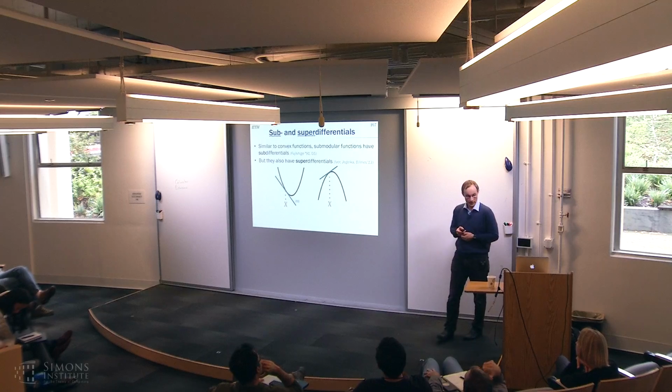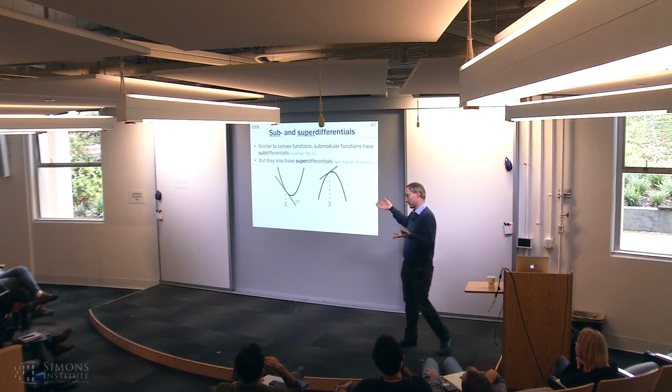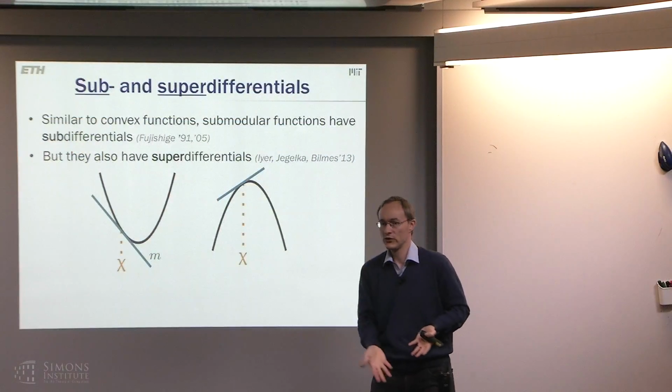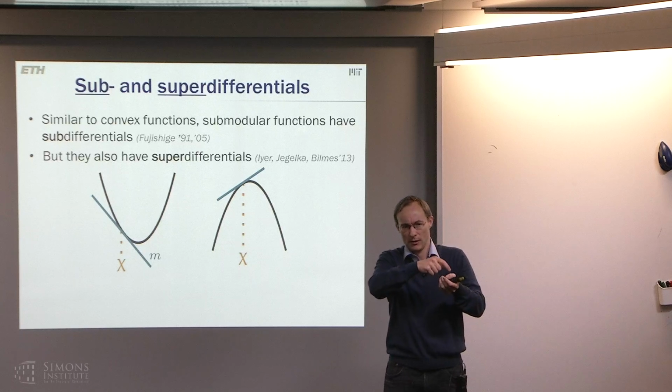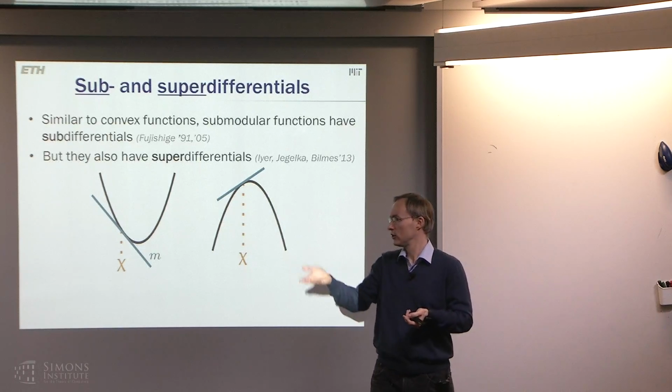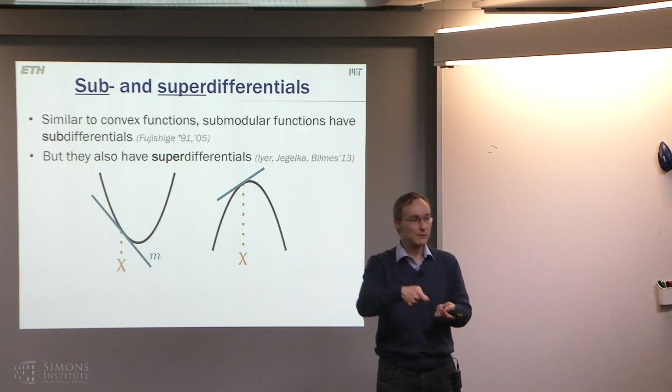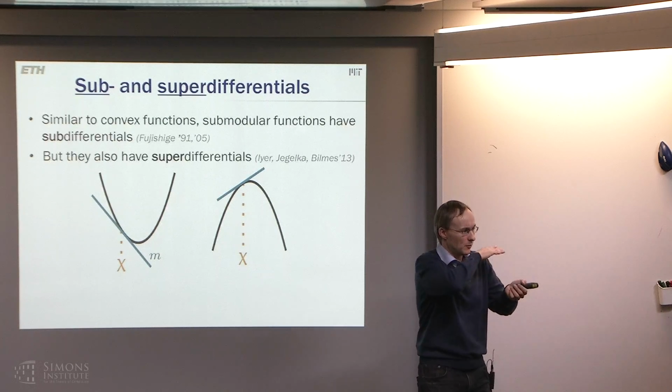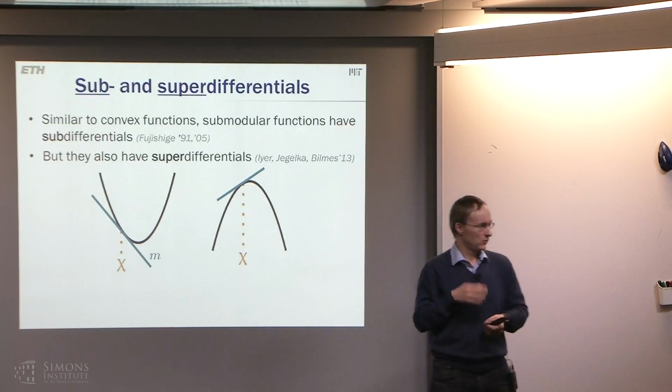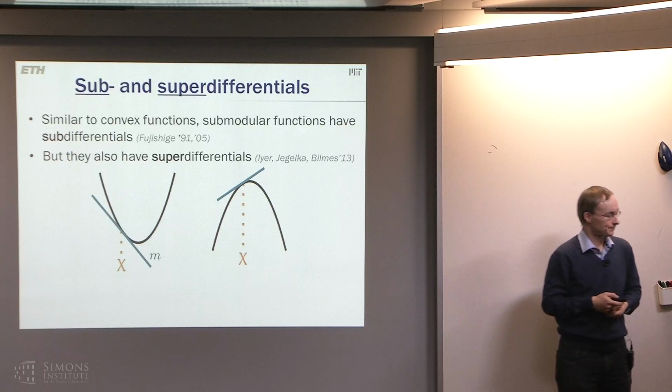Good. And this now, of course, suggests using this previous algorithm: if you want to maximize, always maximize the modular lower bound, and you'll monotonically improve the objective. If you want to minimize, repeatedly minimize a modular upper bound, and you'll be guaranteed to improve.